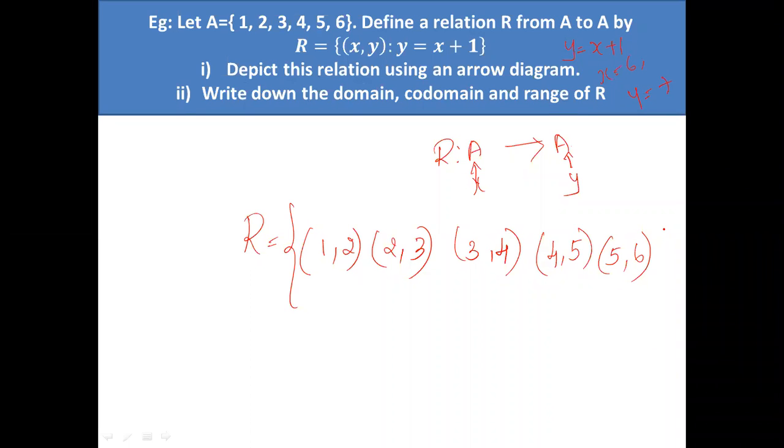That's why you cannot write 6, 7. So how many elements you have? 1, 2, 3, 4, 5. And you people were telling 6. Here there are only 5 elements. Correct? Yes. Okay. There are only 5 elements. Okay. Now you tell me how to depict this relation using an arrow diagram.